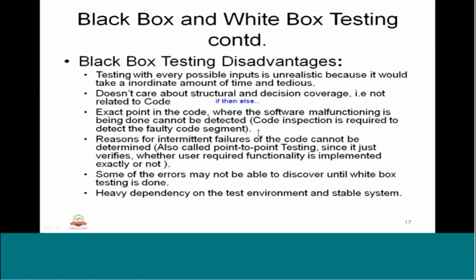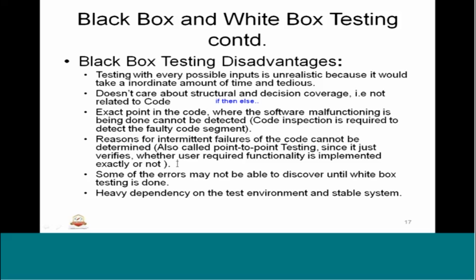The exact point in the code where the software malfunctions cannot be detected. That means we may not be able to. Sometimes it may hang, or sometimes it may not behave the way it should. We don't know what the issue is while doing black box testing. So though we say it is a failure, we may not be able to arrive at an analysis of where it failed. It is due to an implementation issue. In that case, we may have to do a code inspection to find where the faulty code is.